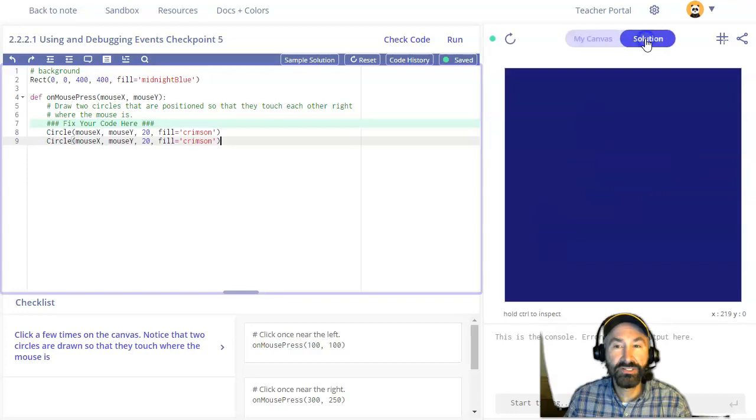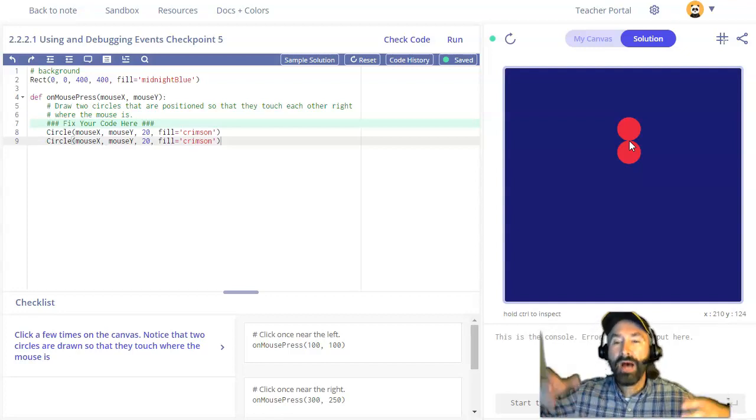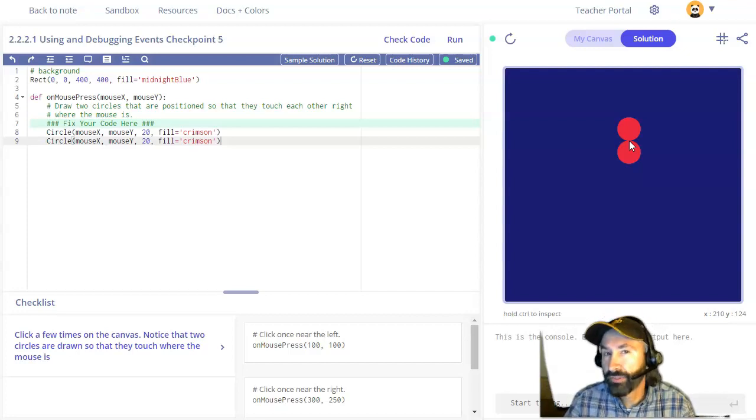That's not what happens in the solution. In the solution, when I click, the two circles are not centered on the mouse click. Now, one of the things I'd like you to do right now is I want you to think about how to think about a problem. So for example, where are the two circles located with regard to the mouse click? More importantly, where is one circle located with regard to the mouse click? And then where is the other circle located with regard to the mouse click? Go ahead and pause the video for just a moment and see if you can put it into your own words. Where are the two circles located with regard to the mouse click? I'll wait.